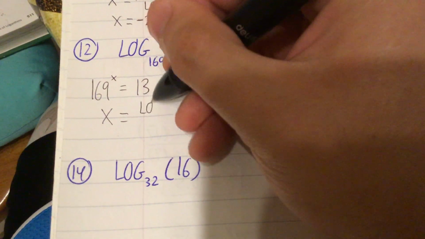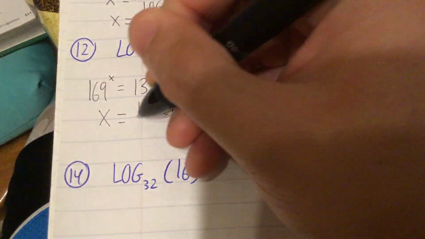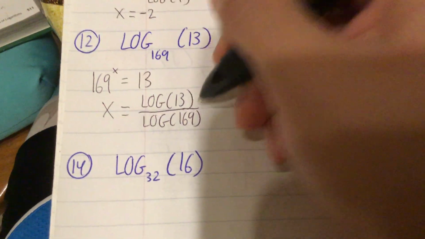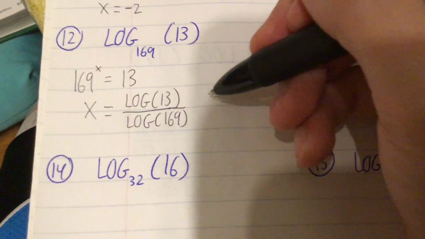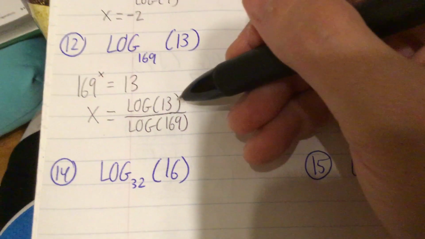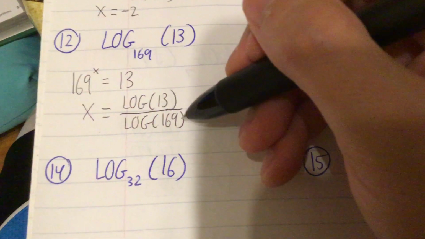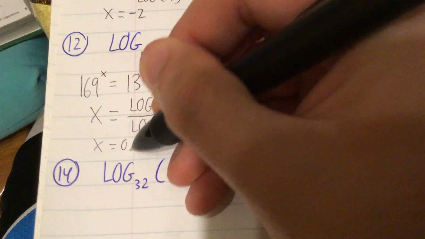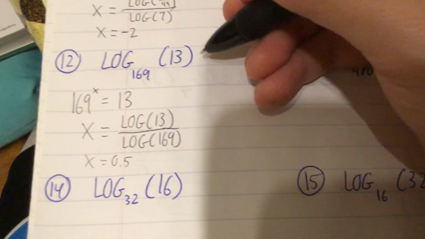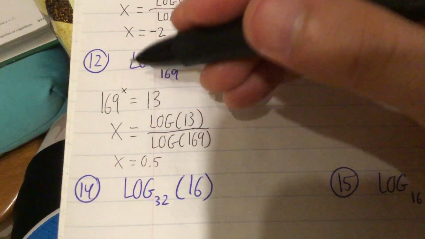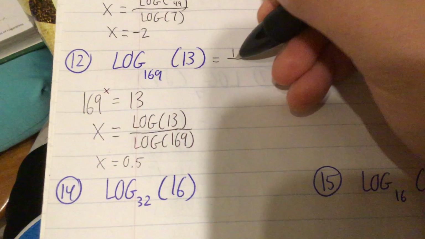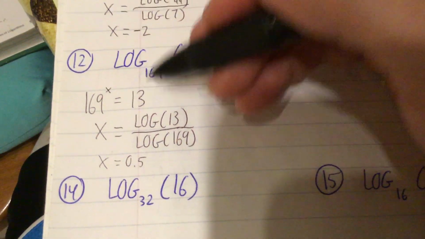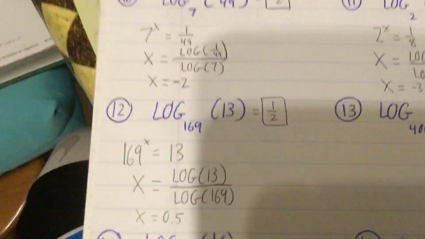Logarithm, my magic trick. And then I would notice log of 13 divided by log of 169. I'm going to say 10 to what power is 13, and then 10 to some power is 169. I'm going to divide them, and I'm going to get 0.5. Now you can put the answer as 0.5, or you can use your knowledge and say that the 1/2 power is the square root. So the square root of 169 is 13.